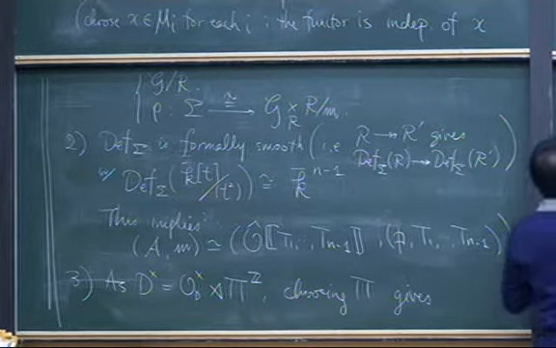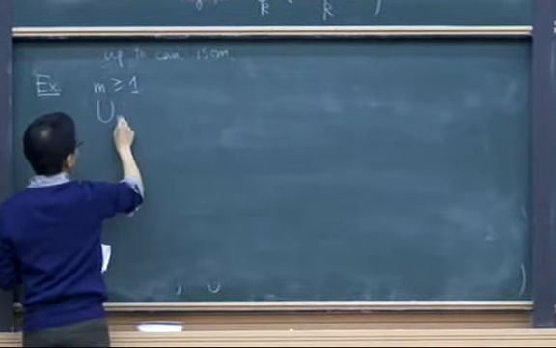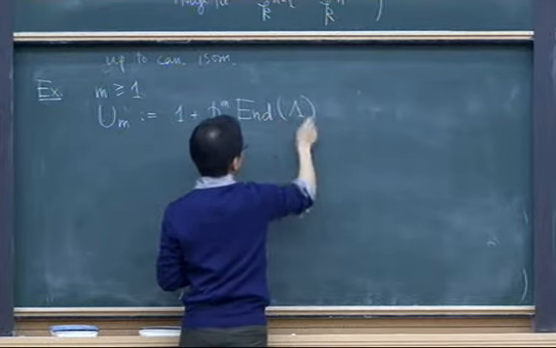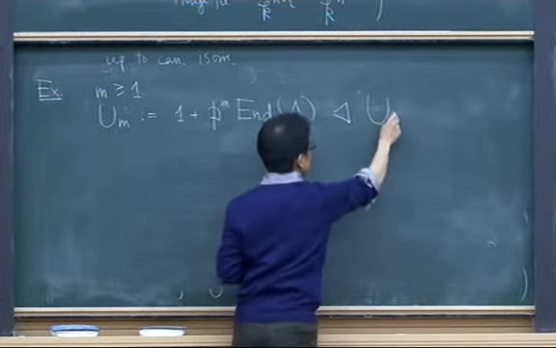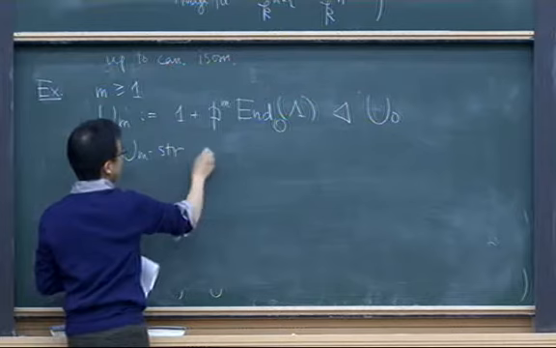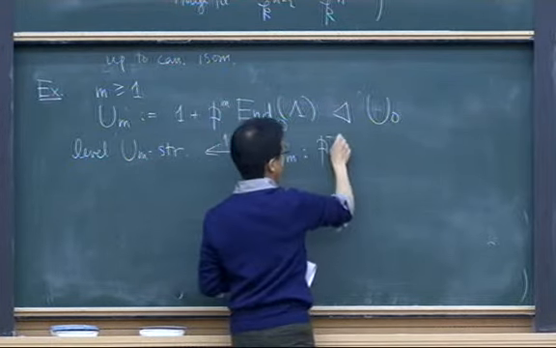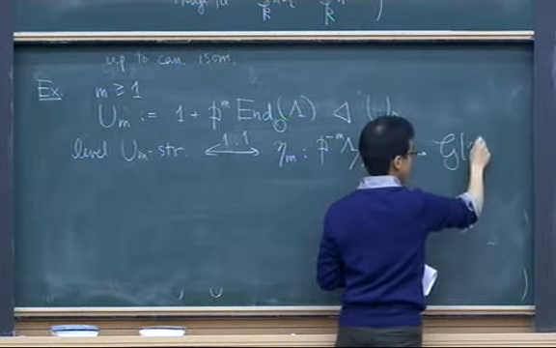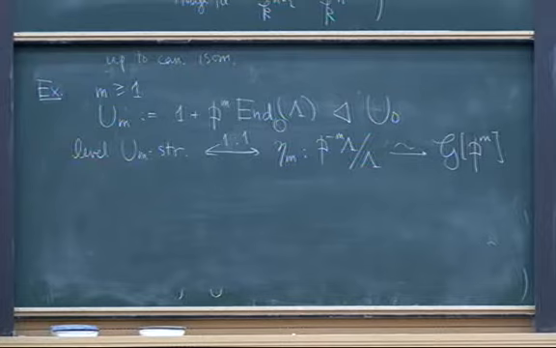And more concretely, for each integer m, if I have the principal congruence subgroup, this normal subgroup of U_0, then a level U_m structure means you're giving an isomorphism between this constant module and the p^m torsion points.